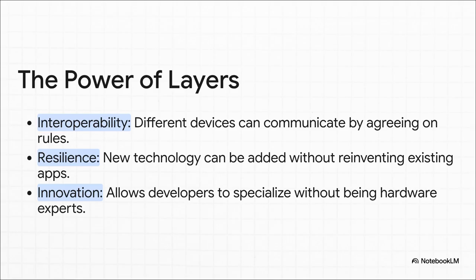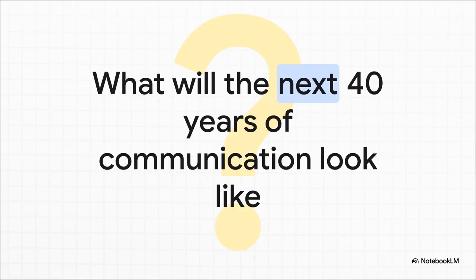Second, it gives us resilience. We can invent brand new technologies like Wi-Fi or 5G for the physical layers, and we don't have to reinvent all this stuff at the top, like email or the web. And maybe most importantly, it sparks innovation. Because the layers handle all the messy, complicated stuff, a single developer can create the next killer app without being an expert in fiber optics. They can just focus on their one little piece of the puzzle, totally confident that all the other layers will be their job.